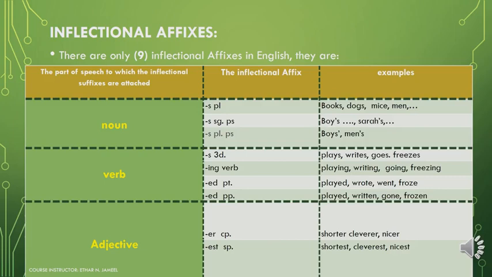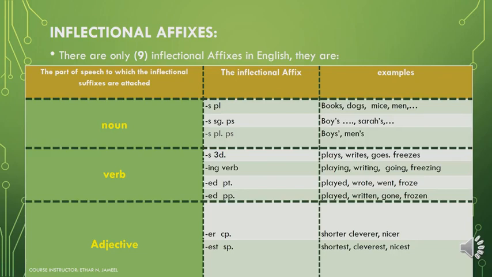The next one is ed past. Ed past is an inflectional affix. It is added to regular verbs as a suffix. Ed, like play, played, like, liked, cry, cried, wash, washed, etc. So it is added to regular verbs as ed, as a suffix, but it is added to irregular verbs as an infix.